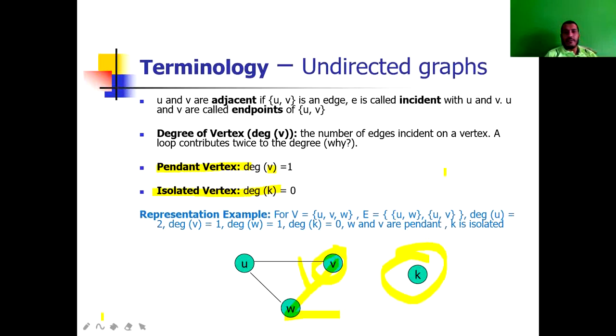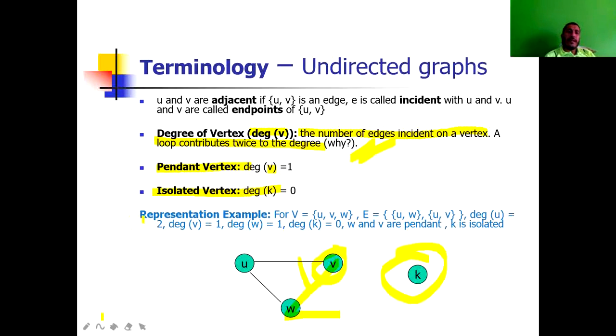Now I have a question. The number of edges incident on a vertex is its degree. But then how can we say that a loop contributes twice to the degree? You need to write this in your copy: why a loop contributes twice to the degree of a particular vertex.